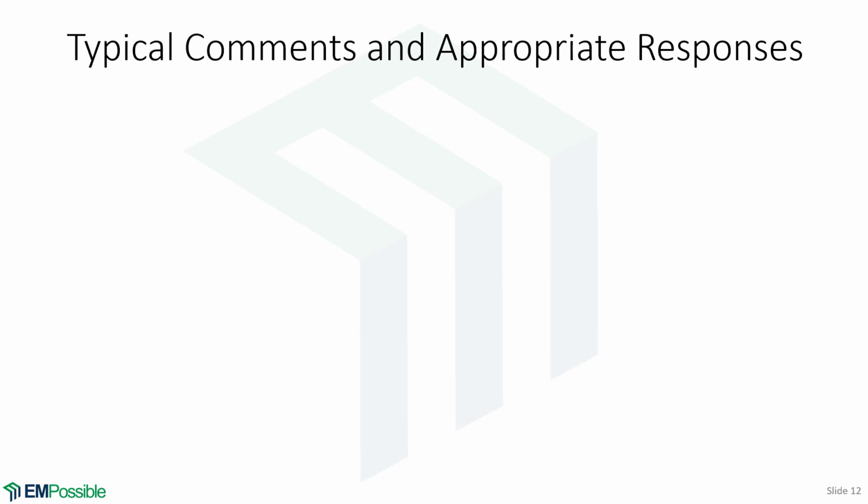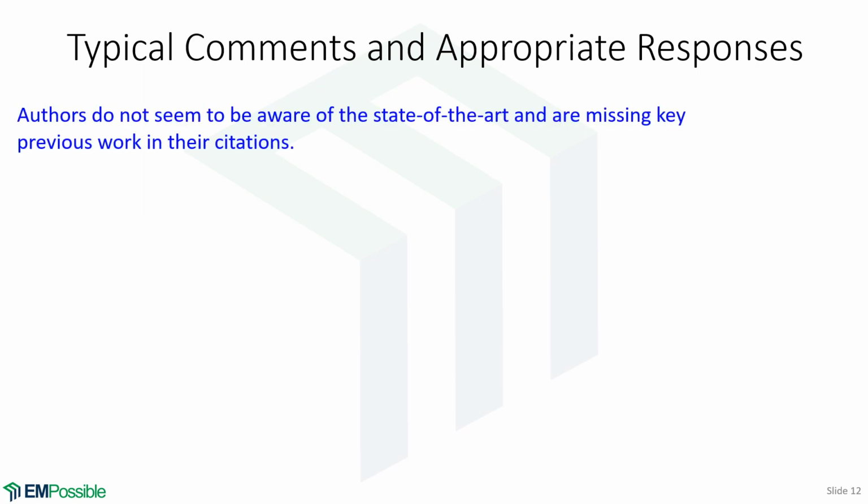So I want to go through some typical comments from reviewers and perhaps how you could respond. And I'm picking comments that aren't necessarily hostile, but when you've poured your heart and soul into a paper, these comments might sting a little bit. All right, authors do not seem to be aware of state-of-the-art and are missing key previous work in their citation.